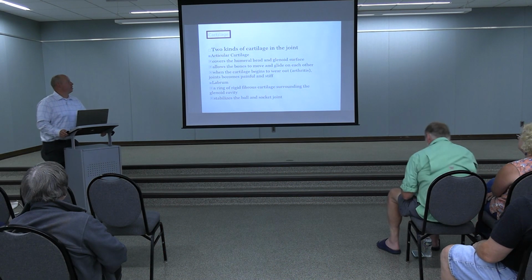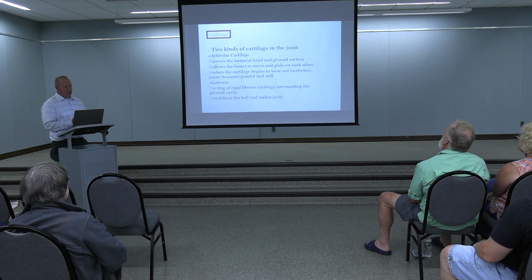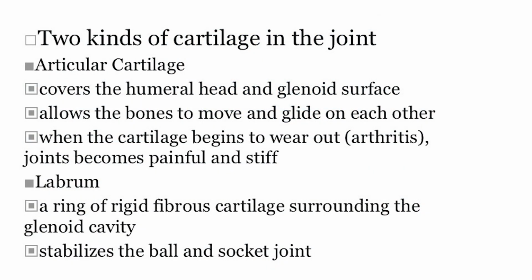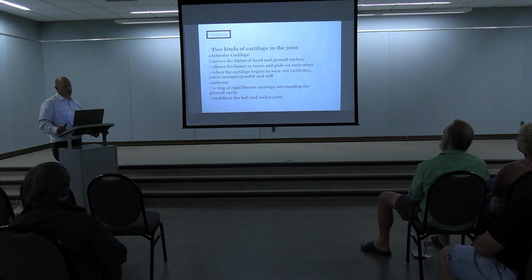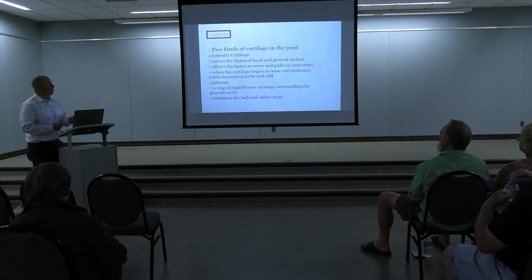So there are two types of cartilage in the joint. You have the articular cartilage, the cartilage on the surface of the bone that covers the humeral head and the socket. It allows the bones to move or glide over each other. When this cartilage becomes disrupted, that surface is no longer smooth, and you develop what's called arthritis. The joint can become painful and stiff.